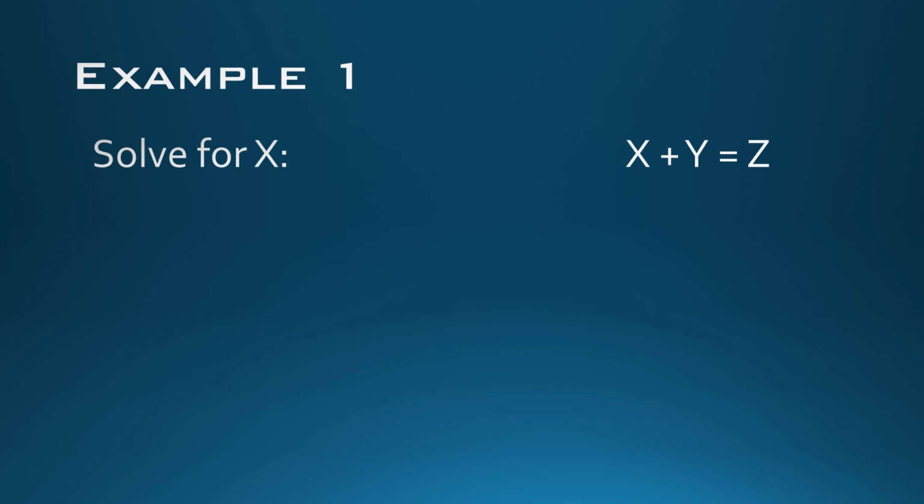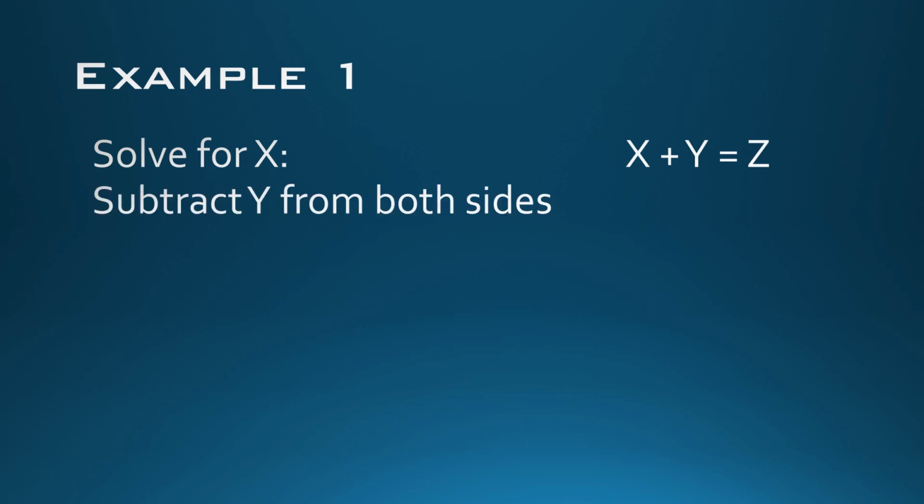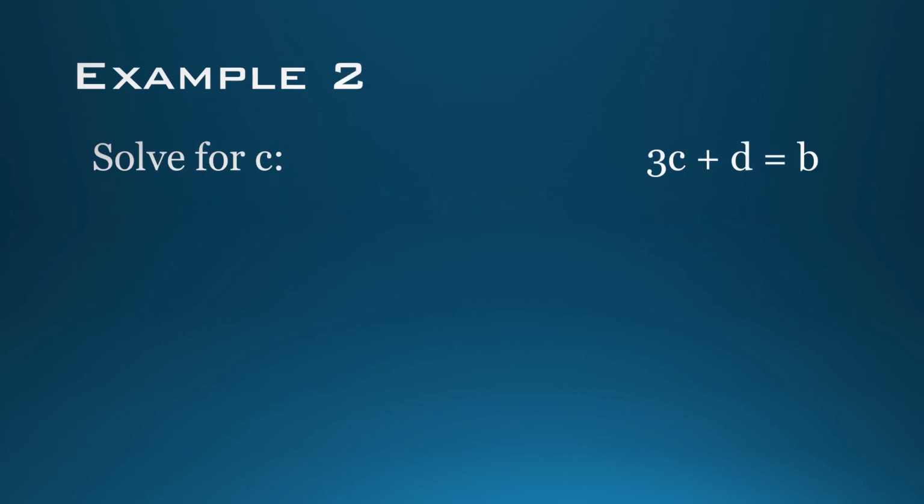So we're just manipulating the formula to get what we want, which makes this really easy because we can just subtract y from both sides. So we subtract y from both sides, and it leaves us with x equals z minus y. And guess what? That's the answer. That's why this is so great. It's so simple. Let's look at example number 2.